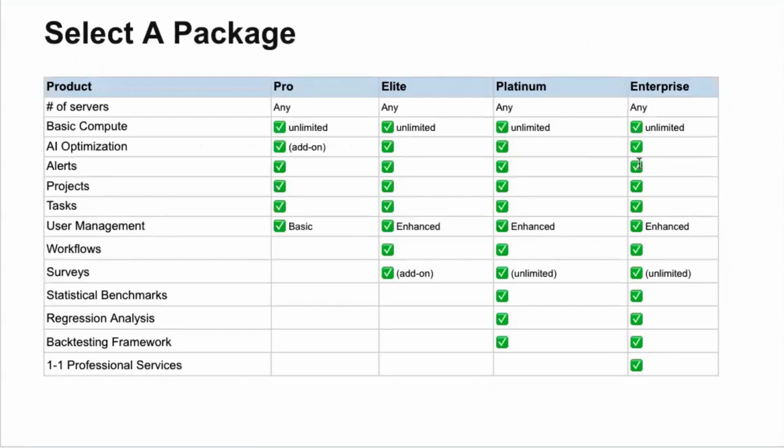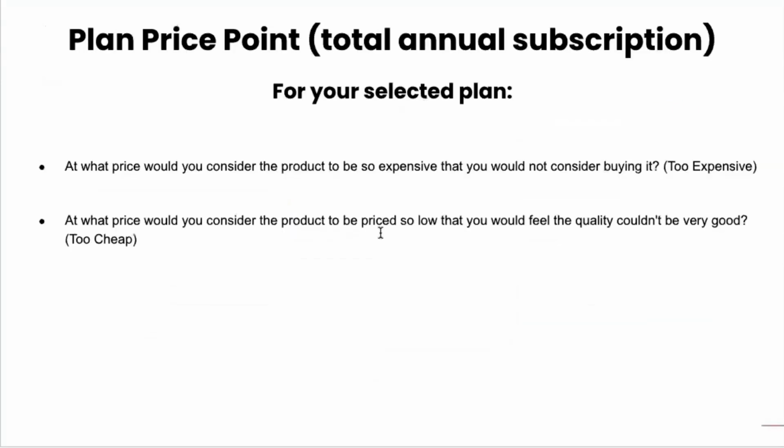Then I would have already created a hypothesis for packaging. I will ask clients to make the selection that is the best fit for them. They would make the selection. And then for the selected plan, I would say, choose a price above which you would certainly not buy because it is so expensive, or a price below which you would not consider it because you would not even trust the quality of the product. This gives me a rough price range that this customer is willing to pay.